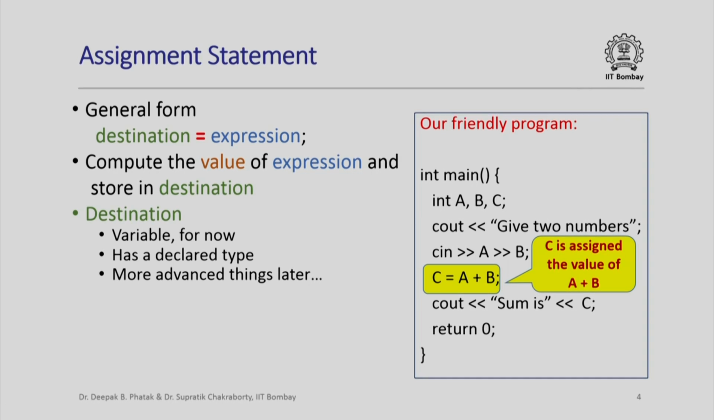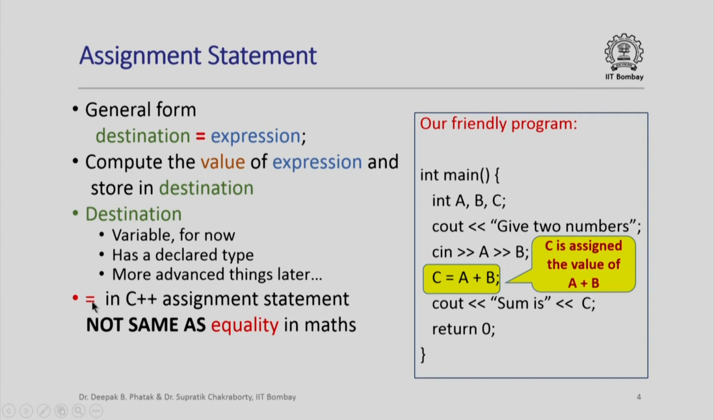The destination for our purposes now is going to be a variable, and of course a variable has a declared type, and later in the course we will see that the destination of an assignment statement can also be more advanced constructs beyond variables. Now, this equal symbol in a C++ assignment statement is not the same as equality in mathematics, and this is very important to keep in mind.